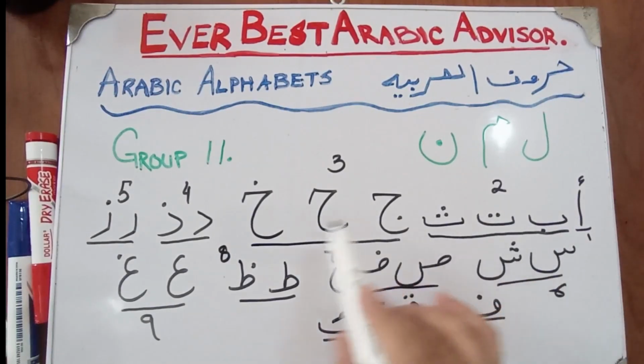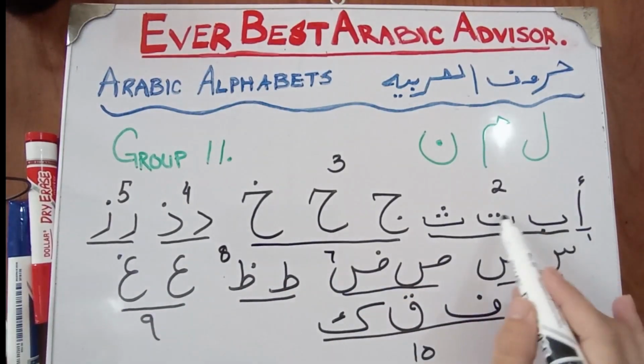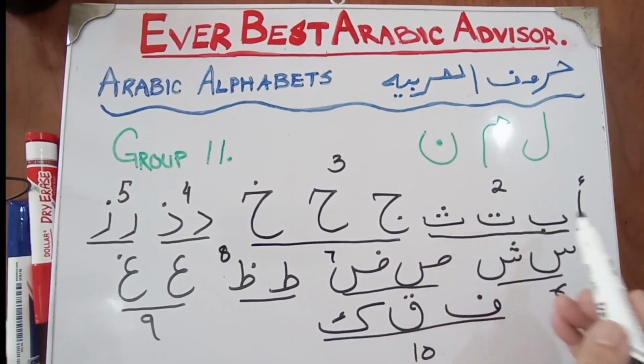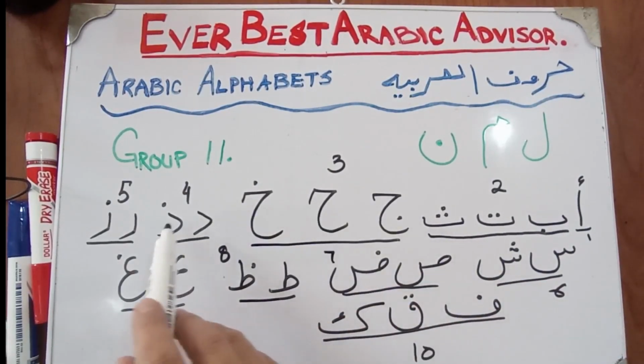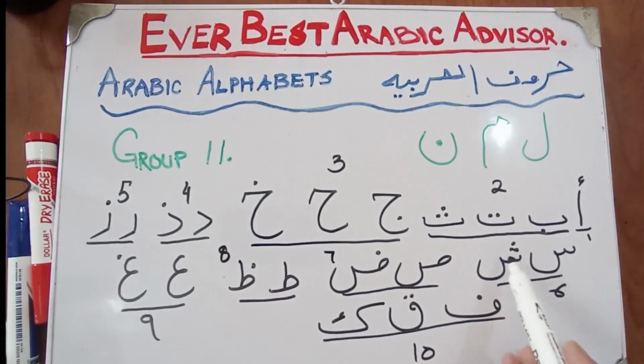You see, they have a pattern. Ba, Ta, Sa have the same shape, but the presence of the dots makes them different. Jim, Ha have the same shape. Dal, Zal, and Ra, Za, and Sin, Shin, and Sad, Zad, and Ta, Za, and Ain, Ghain, and Fa, Qaf, Kaf.